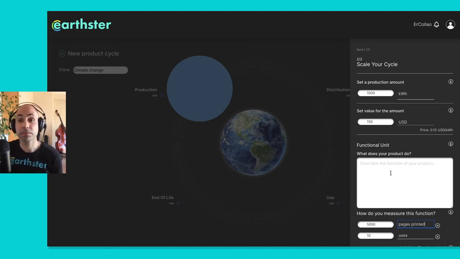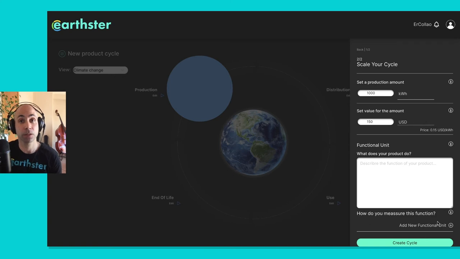In our case, because of the production amount, we are producing electricity, so our output is really electricity. The function depends on who's consuming it, but we don't know yet. Then we can also get rid of these, and we can add as many as we want.